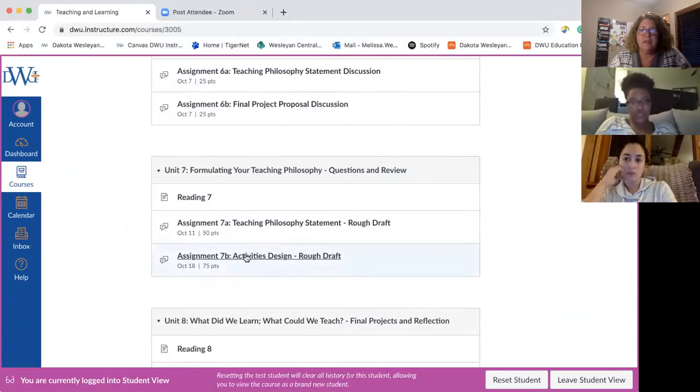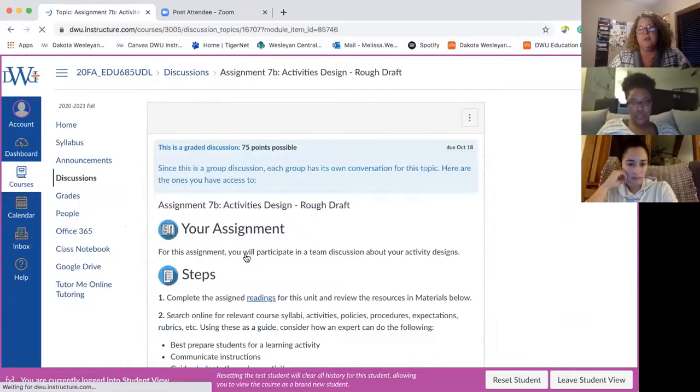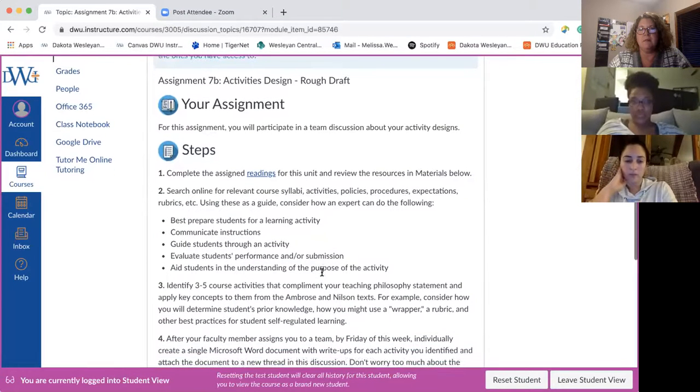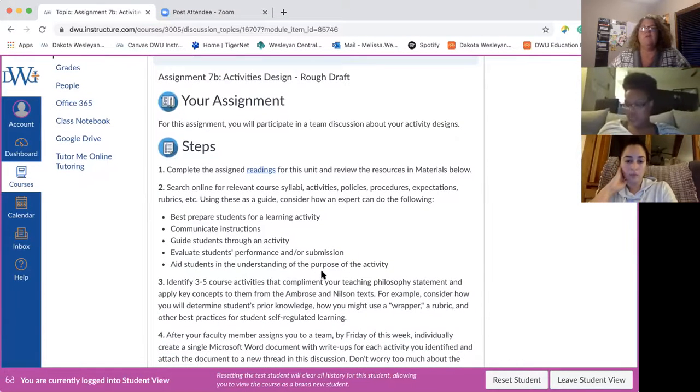I'm going to scroll down to our activities design rough draft. First of all, we had some questions about that this afternoon. So basically, what that activities design rough draft is, you're just going to go out and do a little research, find some activities that are interesting to you that you could see putting into maybe a unit of some kind, or maybe it's separate activities based on different interest levels.